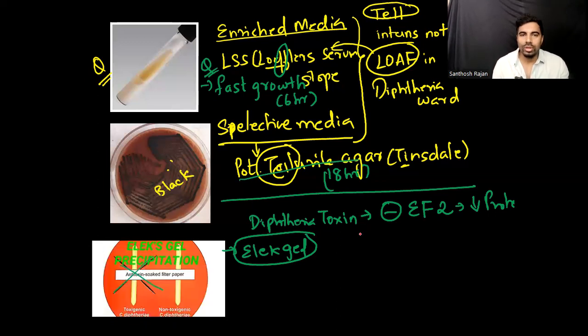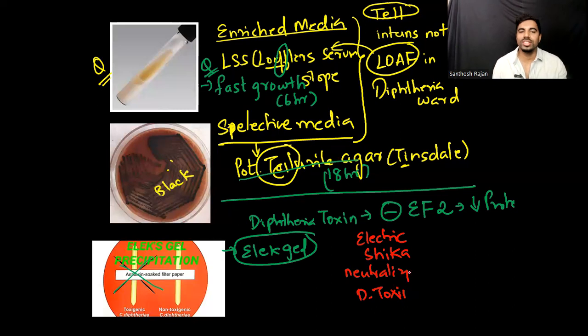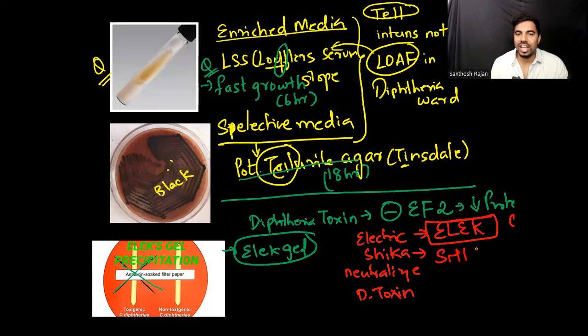Remember how to remember: Electric Shika can neutralize the diphtheria toxin. Why am I bringing Shika here? Electric gives you Elek gel. The Elek gel precipitation test is for your diphtheria. And Shika, why? There's a test, you remember? Which one? Schick test, S-C-H-I-C-K.